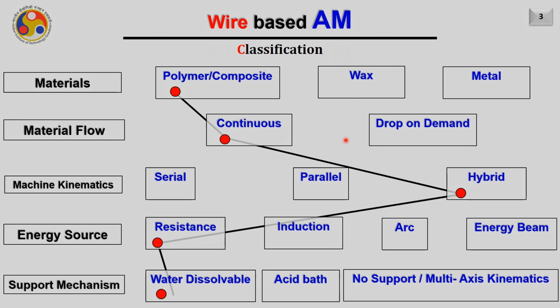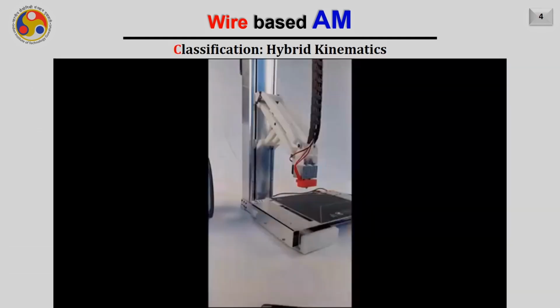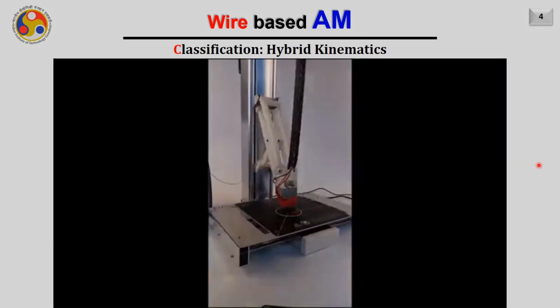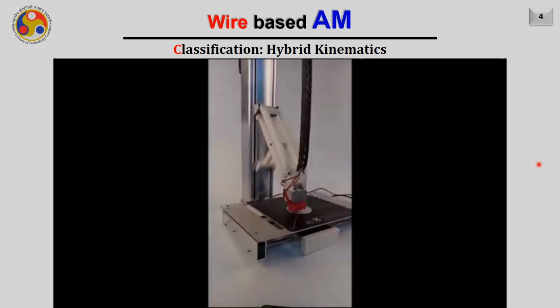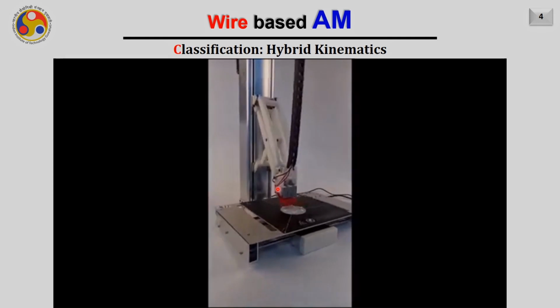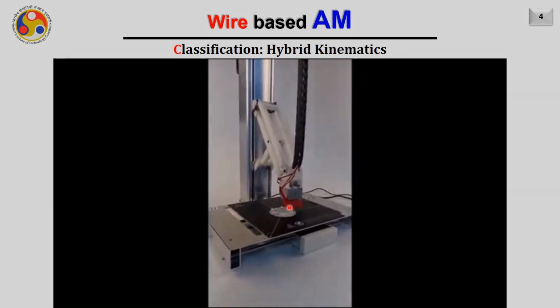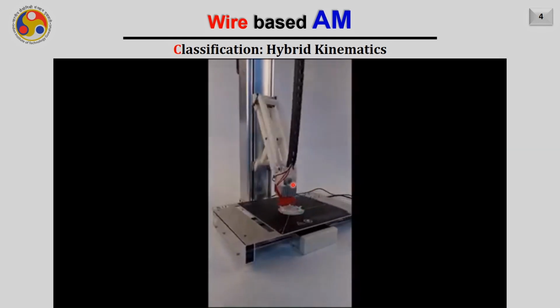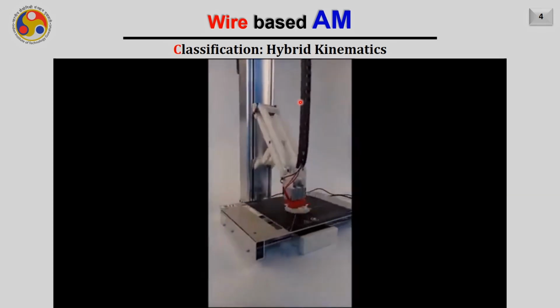Another classification of FDM is when the machine tool kinematics is neither serial nor parallel, but hybrid, meaning a combination of serial and parallel kinematics. Such a machine, using hybrid kinematics, is shown here. As you can see carefully, this is the end effector, and this end effector is nothing but your liquefier. The wire is coming from this hose and depositing the material.